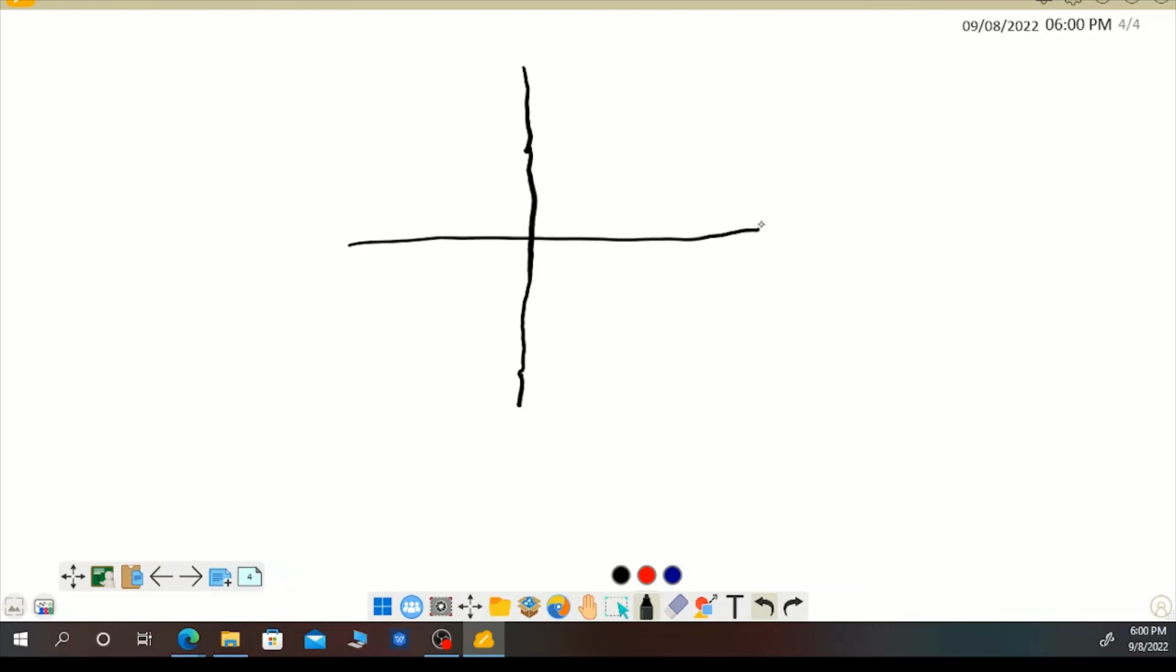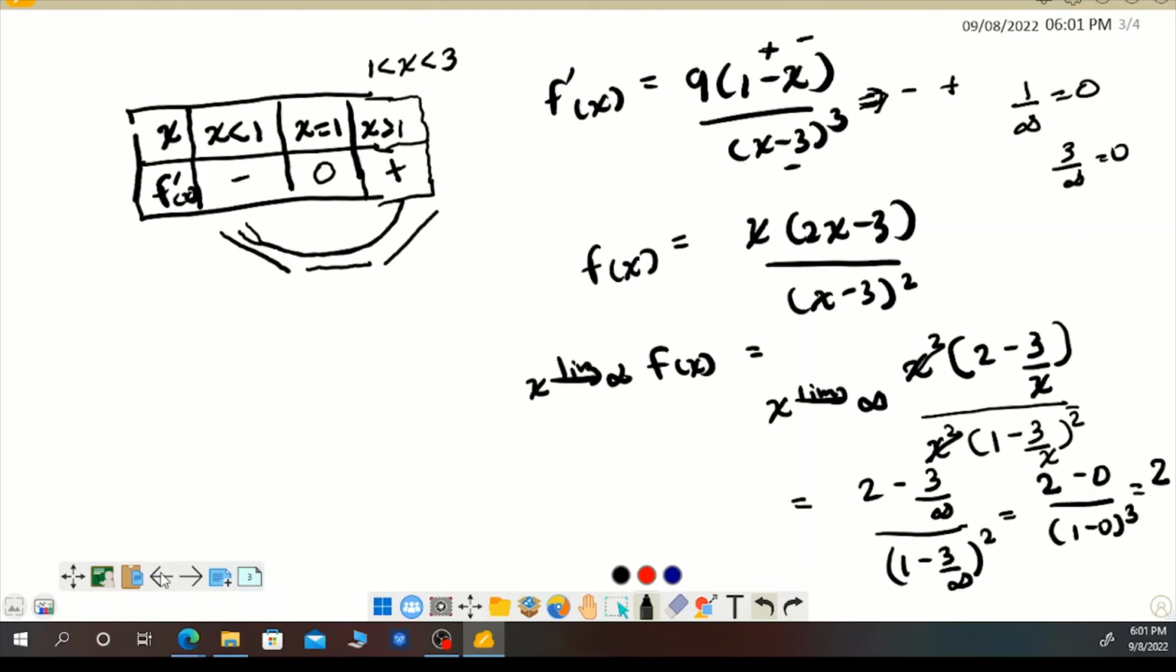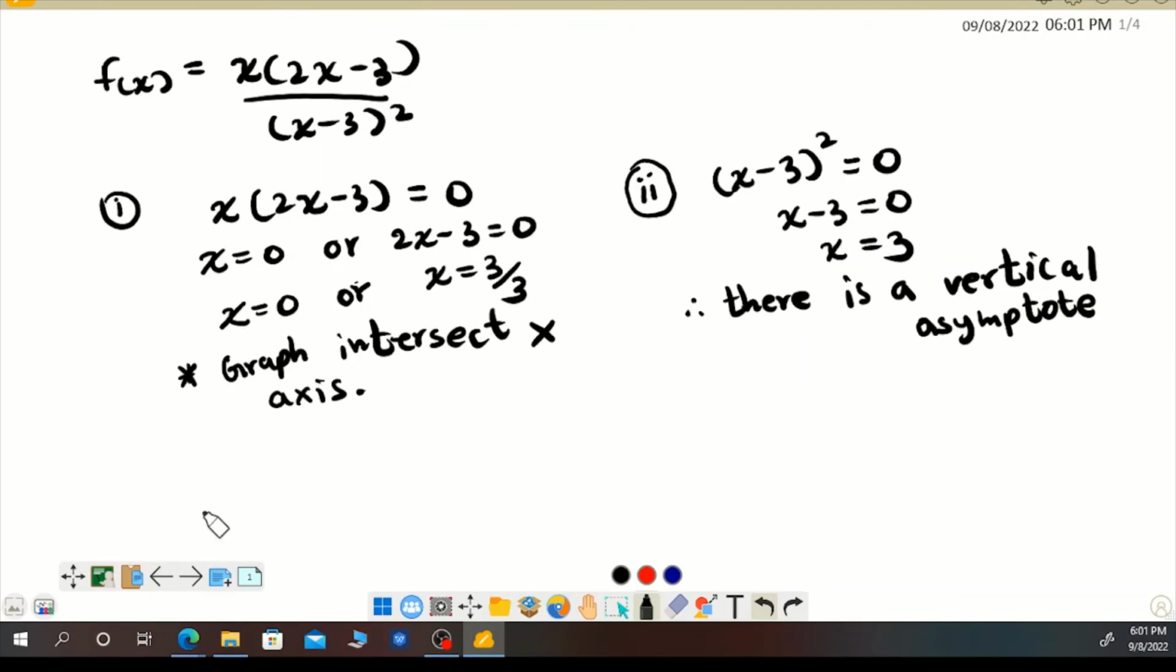Okay, first I name the axes as x and y. You also have to do that because naming the axes is very important. So first I gather the information: the graph intersects the x-axis at x equals 0 and at x equals 3 divided by 2, right? And there is a vertical asymptote at x equals 0.